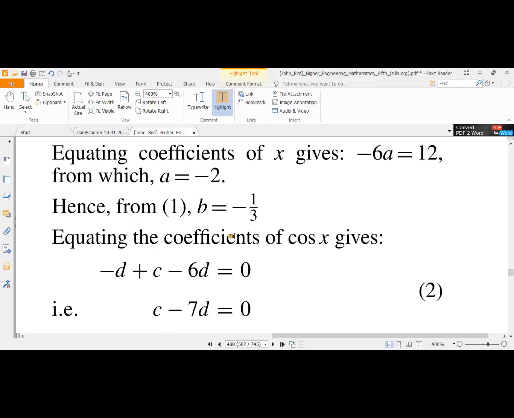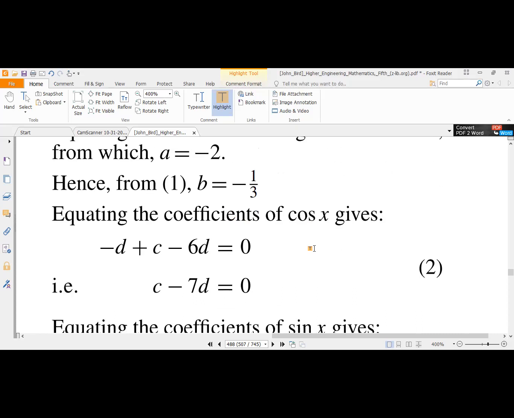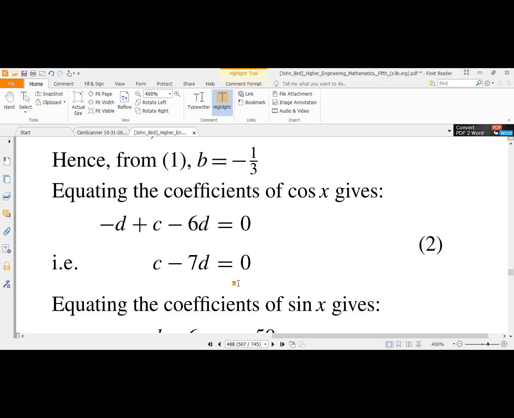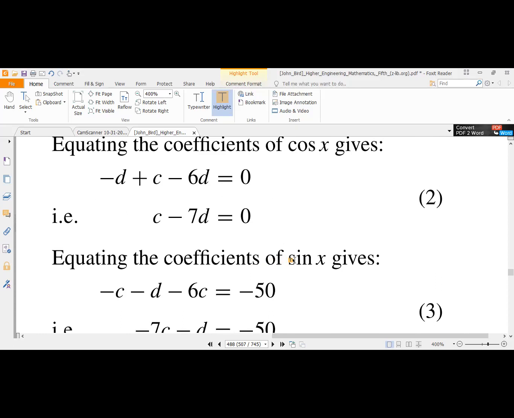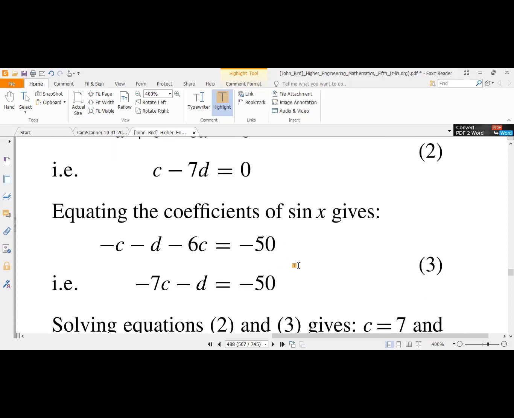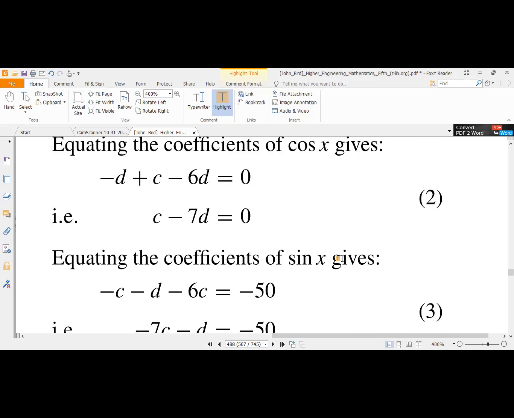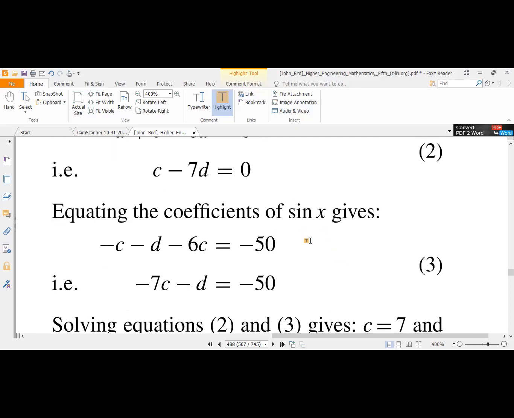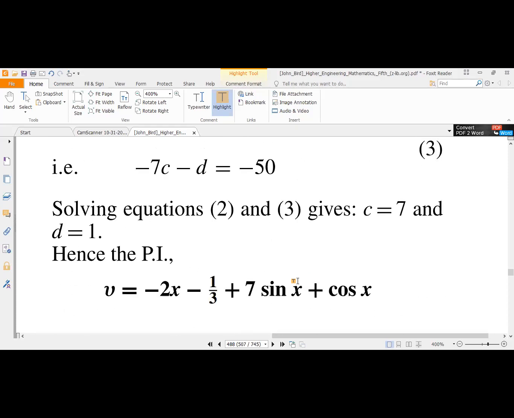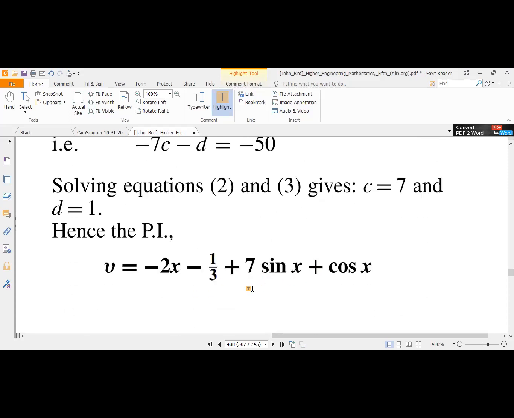So let's proceed again. Now, the next thing is this. We need to look for the coefficient of cos x. Are we together? So you pick the coefficient of cos x again. Then you have C minus 7D is equal to 0. You keep this one. You look for the coefficient of sine x. Then you have this. Then equations 2 and 3 we can solve simultaneously to give us C and D. Yes, sir. So you solve it, then you find this to be your particular solution.